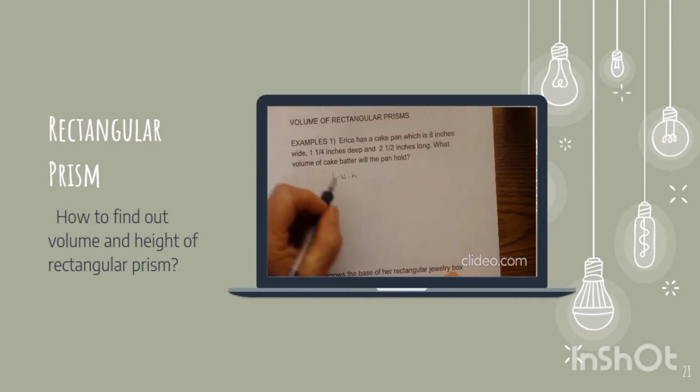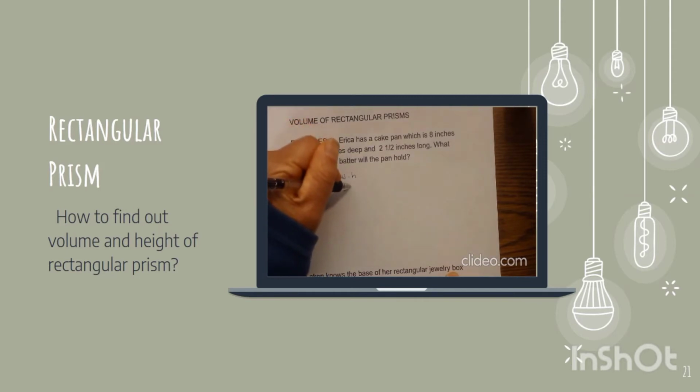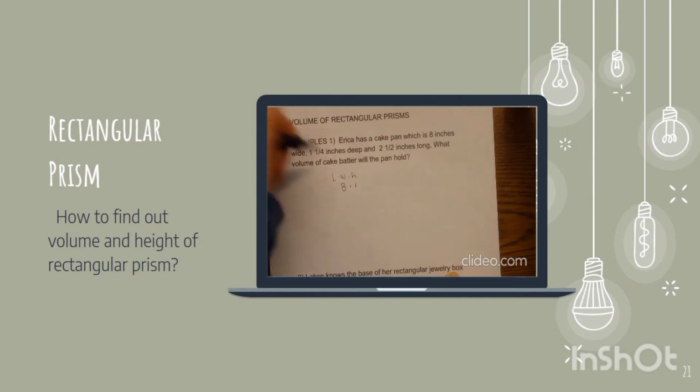So the width is 8, because it says it is 8 inches wide. It is 1 1/4 inches deep, so that will be the height, 1 1/4, and then it is 2.5 inches long. So now we have length, width, and height. Now in order to solve this, I'm going to go ahead and convert them to improper fractions. So I use the circle trick.